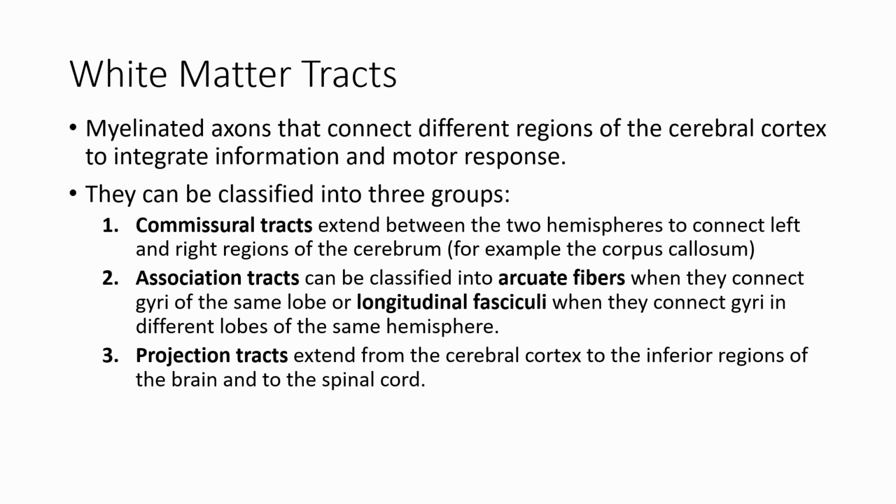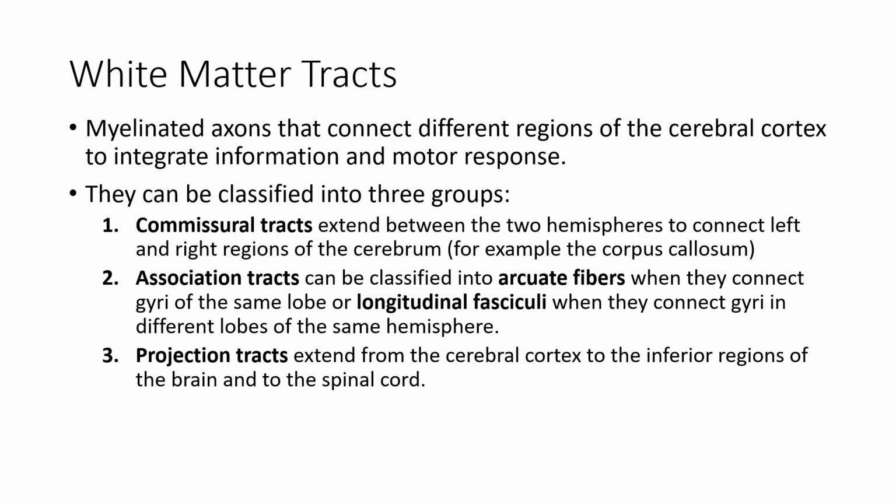Now we mentioned the white matter tracts. Remember, tracts and nerves are the same thing, just different names for different locations. It's white matter because it's made of myelinated axons. Remember, myelin has a heavy lipid content, which is why it appears white.